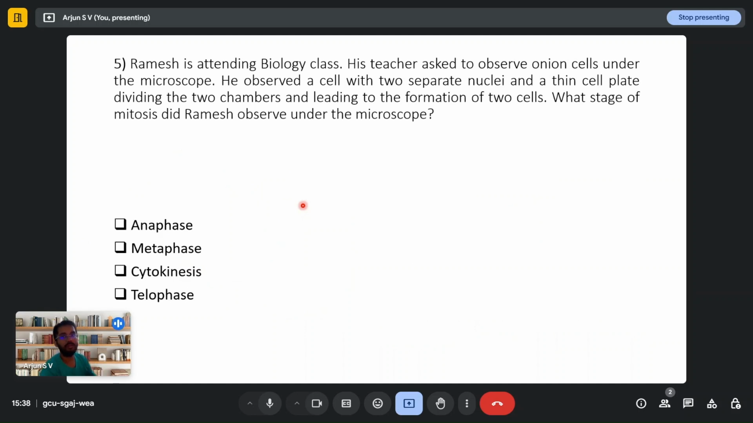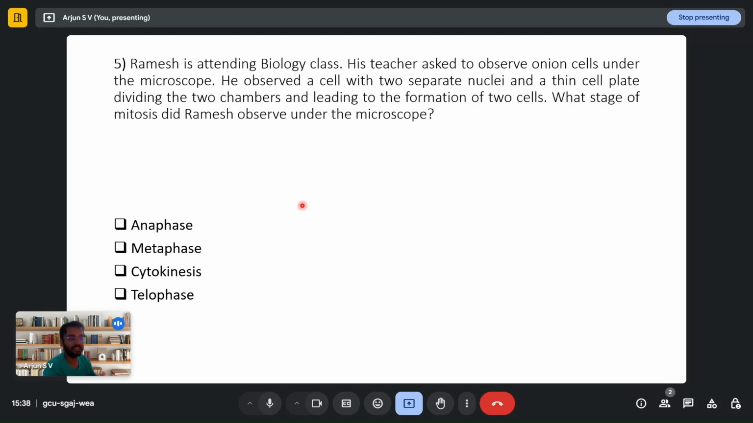The fifth question is, Ramesh is attending a biology class. His teacher asked to observe onion cells under the microscope. He observed a cell with two separate nuclei and a thin cell plate dividing the two chambers and leading to the formation of two cells. What stage of mitosis did Ramesh observe under the microscope?